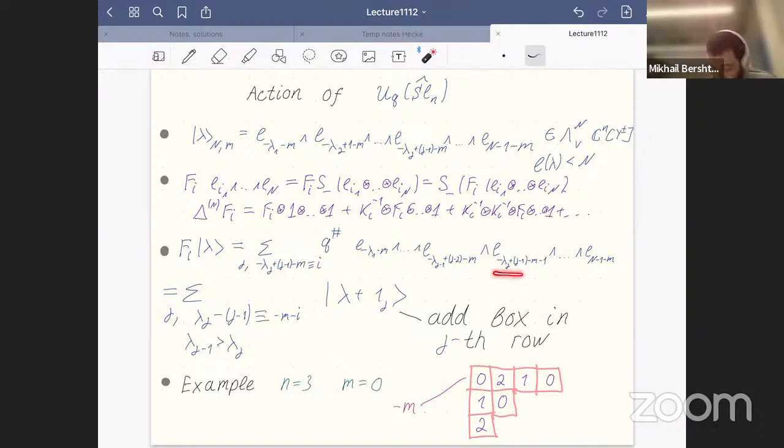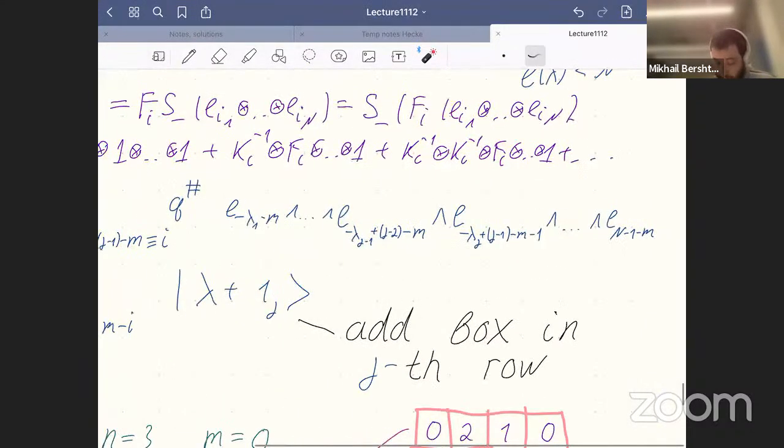Now look at these two consecutive e's. Here is e number j. Here is the previous one. But here we substituted 1. And if lambda j is equal to lambda j minus 1, then these two indices will coincide. And as we proved, if we have E of some E with the same index, then this is actually 0.